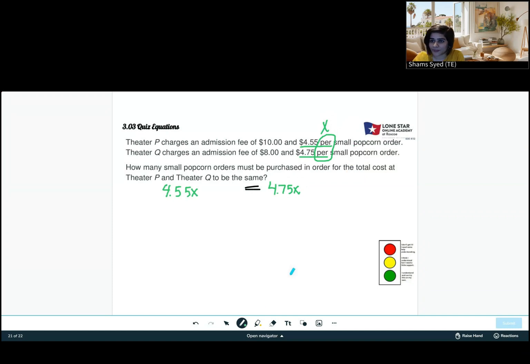Okay. The other one is going to be the starting constant value. In this case, for theta P, you got to pay one-time admission of $10 on top of the popcorn. If you are in theta Q, you are paying $8 of admission on top of popcorn. And you want to see how many small popcorns must be ordered for the total to be the same. So there's an equal sign. Let's go ahead and solve this one.